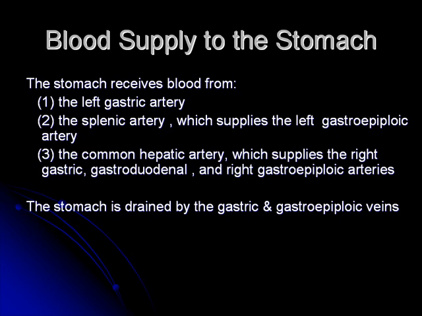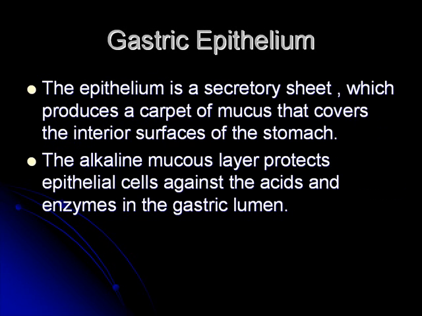The stomach receives blood from the left gastric artery, the splenic artery, which supplies the left gastroepiploic artery, which I demonstrated to you in the illustrations, and then the common hepatic artery, which supplies the right gastric, gastroduodenal, and the right gastroepiploic arteries. The stomach is drained by both the gastric and gastroepiploic veins.